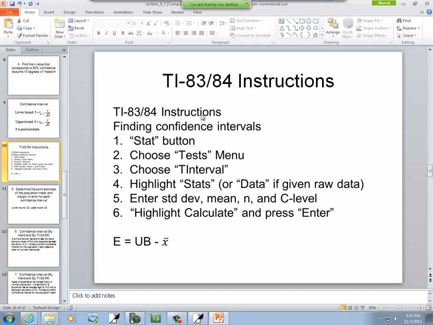Now, to do this on a TI-83, TI-84, to find the confidence intervals, you press your Stat button, choose your test menu, choose your T interval, highlight stats, or data if given raw data, enter your standard deviation, mean, n, and C level, or whatever is appropriate, highlight calculate, and press enter. And then E, if it's asked for the margin of error, is equal to your upper bound minus x bar.